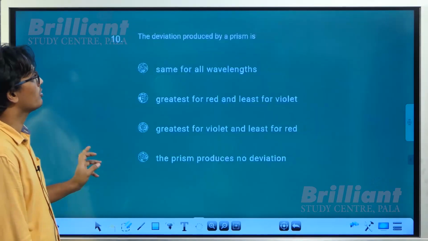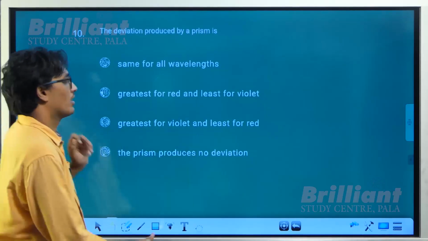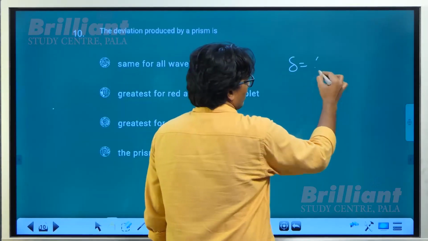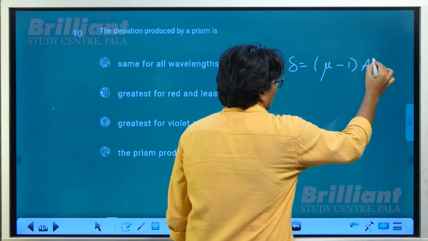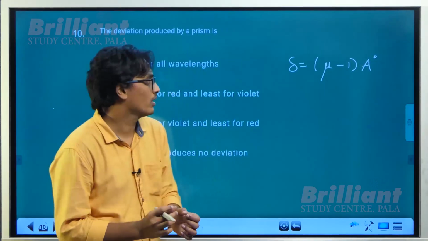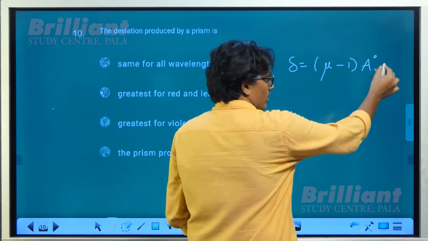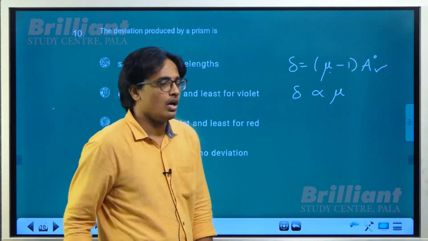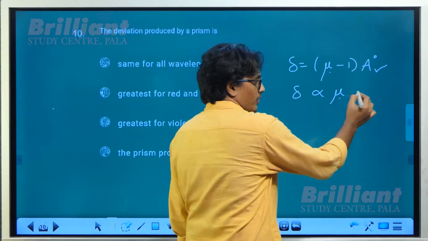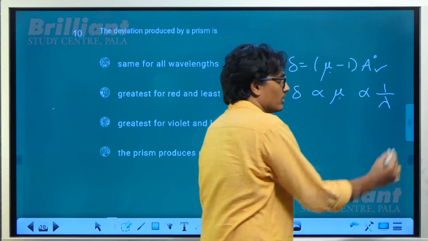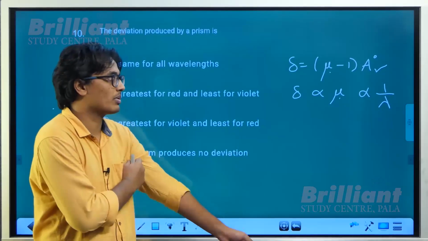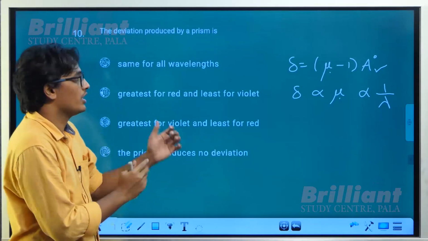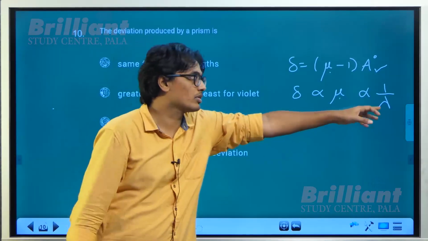Next, the deviation produced by a prism. Deviation by a prism formula is mu minus 1 into A for a small prism. A is common for all, so it depends on mu. So deviation is directly proportional to mu, and refractive index is inversely proportional to wavelength. So the deviation is inversely proportional to wavelength.